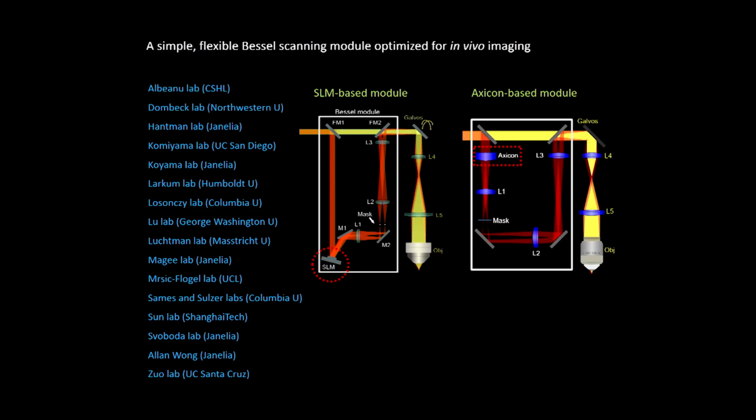So an alternative is to use the optics that the checkout line also uses. It's called an axicon, to generate a Bessel beam. It's much cheaper. The whole module now is only about $5,000, and it's very much more compact.